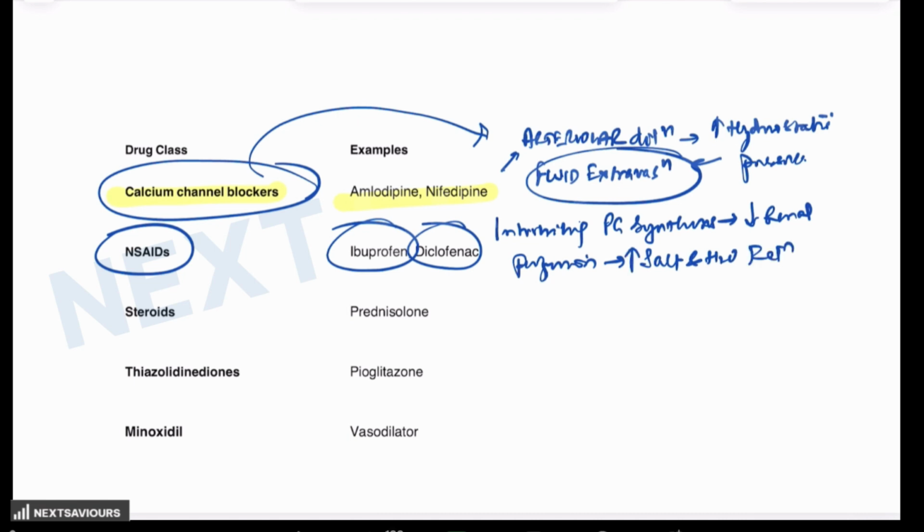So, this is how this increase in the salt and water retention because of decreased renal perfusion is a mechanism by which NSAIDs are responsible for causing the pedal edema. The third one are the steroids like prednisolone. So how is prednisolone contributing to it?